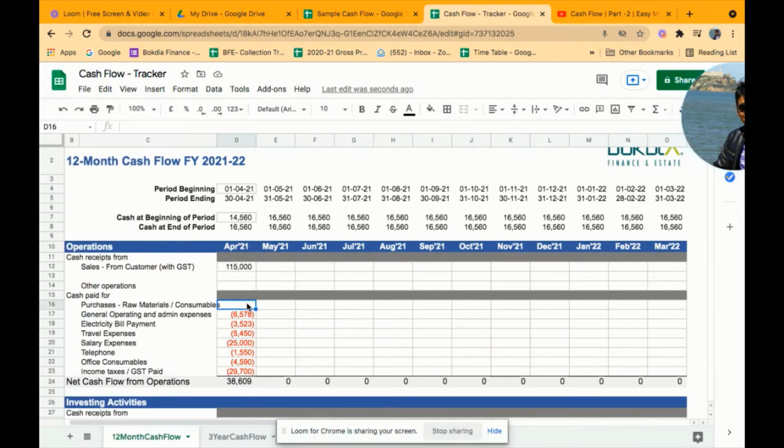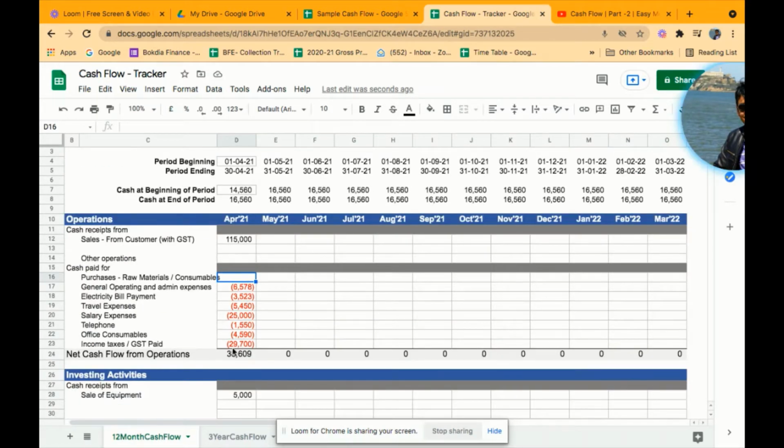So the rows you can insert accordingly, and it's totally customizable. So here we can see that with the total sales and the expenses, the net cash flow from operation is positive. This is very, very good actually. The net cash flow from the business is positive.